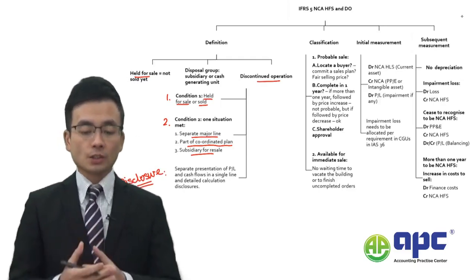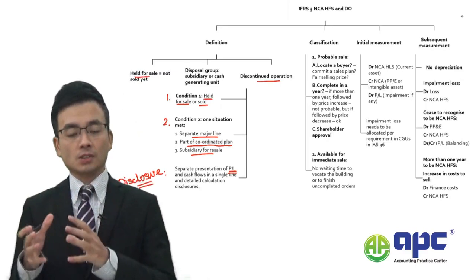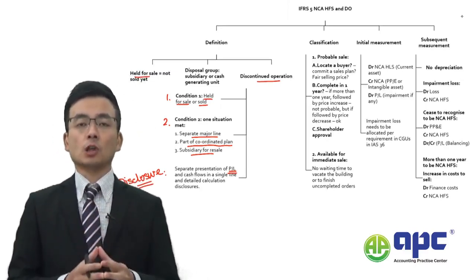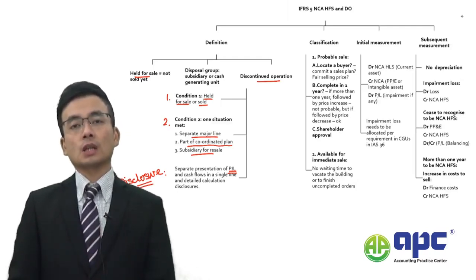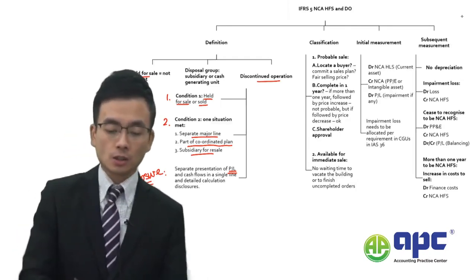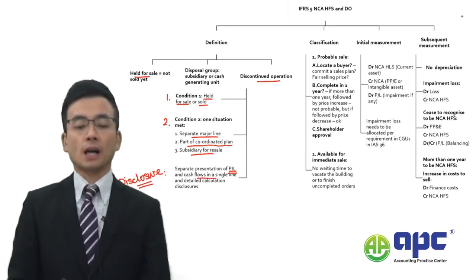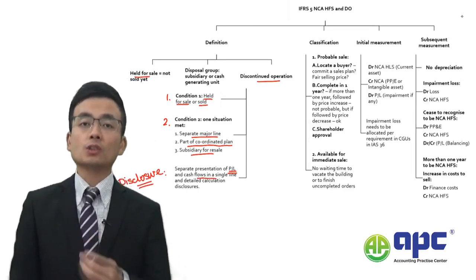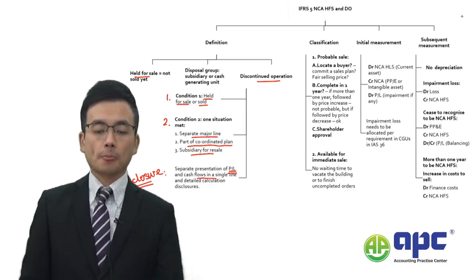So what you need to do is to separately present the P&L of the discontinued operations in the statement of profit or loss, and also for discontinued operations, including the operating, investing, and financing cash flows altogether, you're going to present them separately in the statement of cash flows, and that's all you need to do. And of course, in the P&L, you also need to calculate the earnings per share as well.